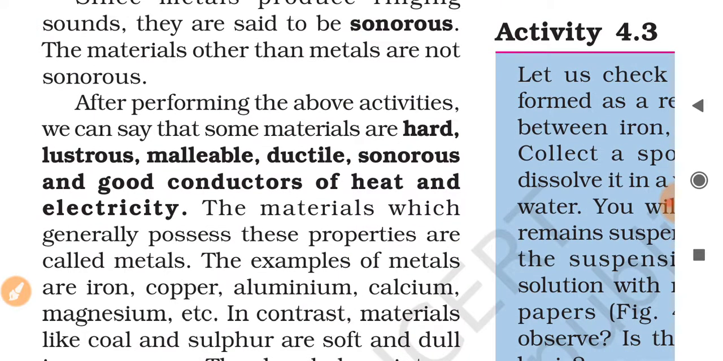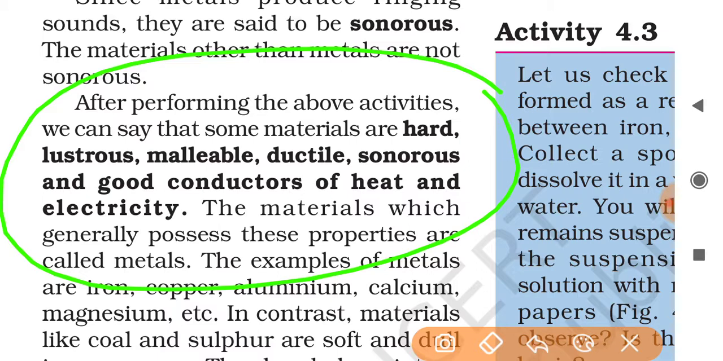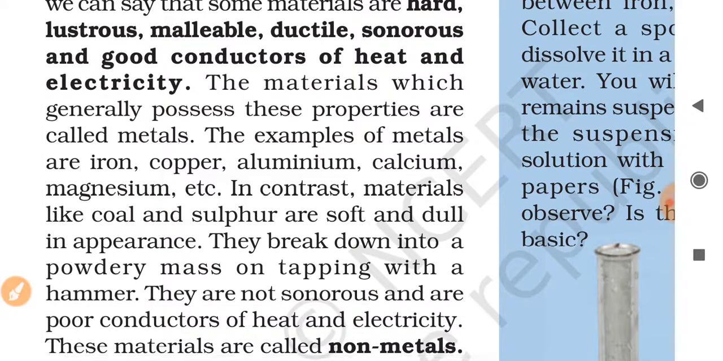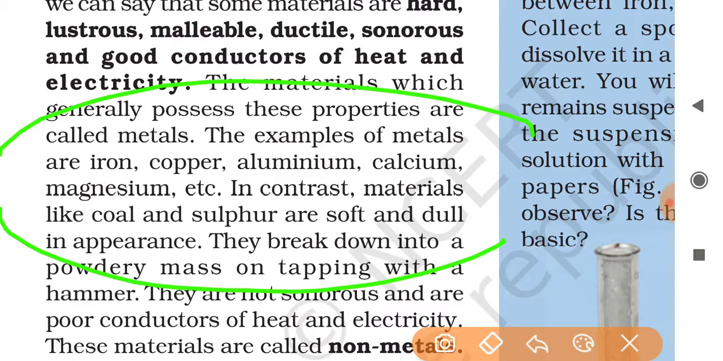After performing the above activities, we can say that metals are hard, lustrous, malleable, ductile, sonorous, and good conductors of heat and electricity. This is the main definition of metals. Now if someone asks you how you can identify a metal by its physical properties, you can say that it is hard, lustrous, malleable, ductile, sonorous, and a good conductor of heat and electricity. Then it is called a metal. The materials which generally possess these properties are called metals. Examples of metals are iron, copper, aluminum, calcium, magnesium, etc.